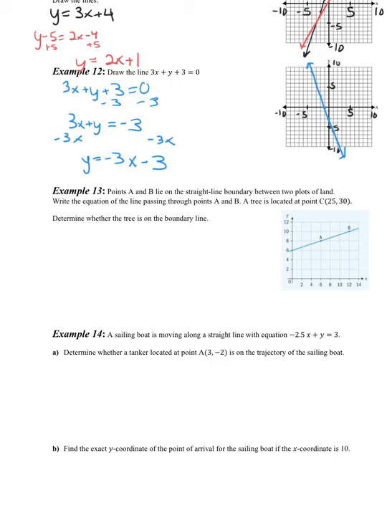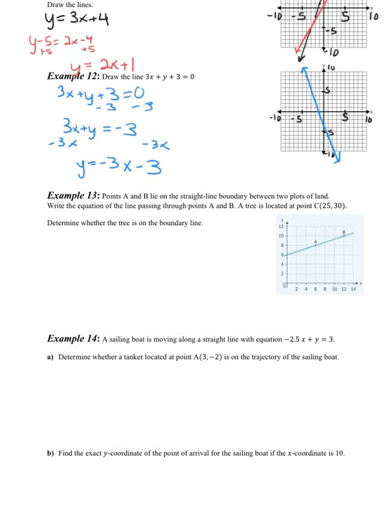Okay, so example 13 says points A and B lie on the straight line boundary between two plots of land. Write the equation of the line passing through points A and B, and then a tree is located at point C, 25, 30. Determine whether the tree is on the boundary line or not. So this happens sometimes where we're given a graph and we have to identify the equation based on the graph. So let's start by identifying where points A and B are.